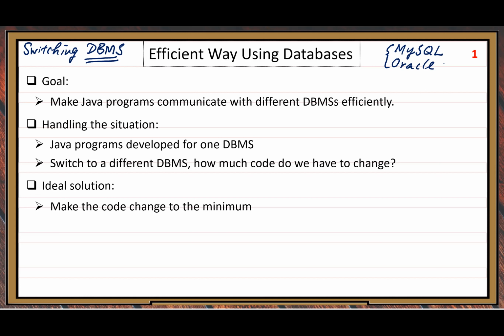The Java solution for this question: make the code change to the minimum. We know that switching and doing code changes is a lot of work. Make code change minimal, and make the DBMS change as easy as possible. But how can you do that? Before I tell you the Java solution, let me describe the PHP solution here.